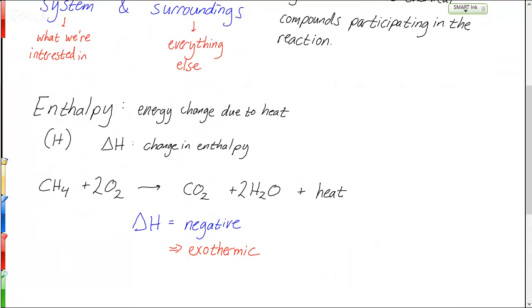So if you always think about that language of system and surroundings, and think about the actual little things that are reacting as the system, then that should help to keep it straight. So what's the opposite of an exothermic reaction? Yeah, an endothermic reaction.